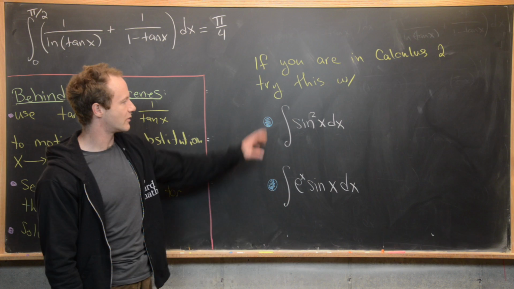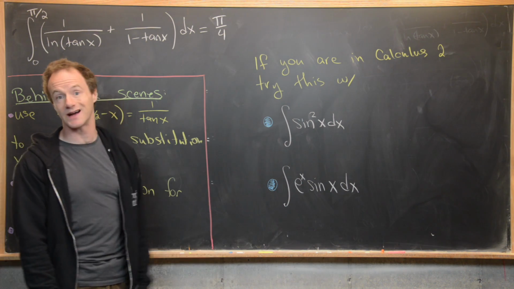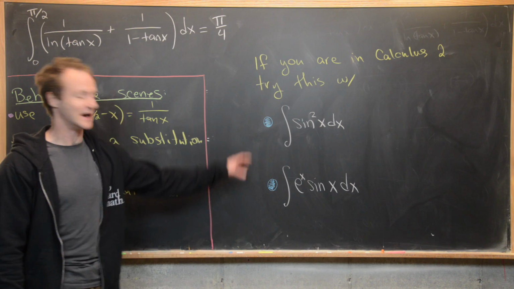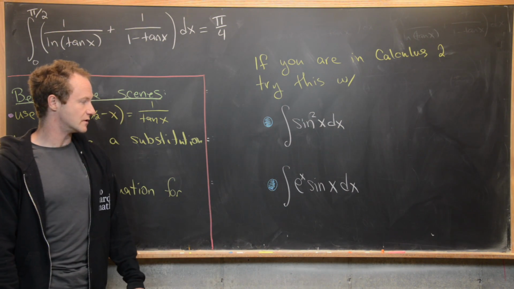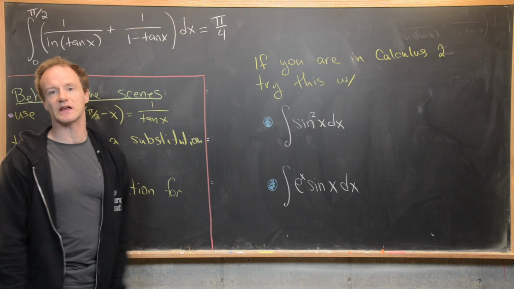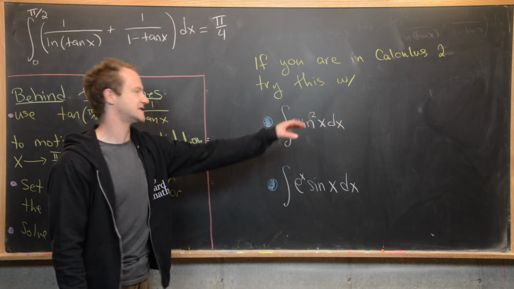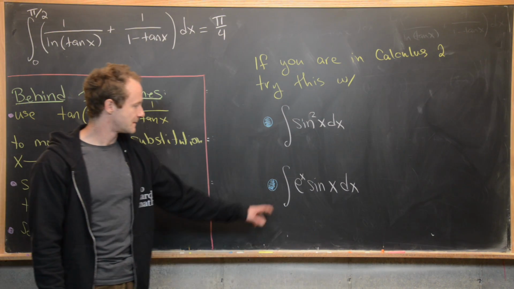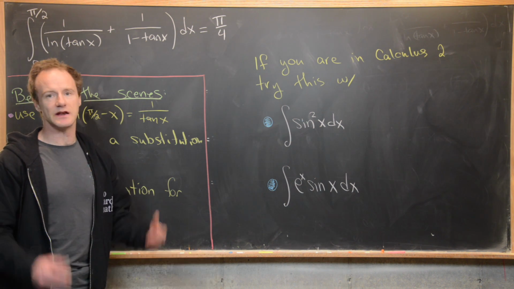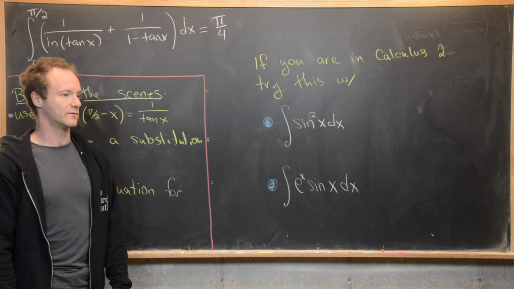So I think this can probably be done well with sine squared and also maybe with e to the x times sine x. You generally do both of those with integration by parts. I bet you could set up one long string of an equation that starts with this and then ends with the value of this. And you can probably do the same thing with this integral as well. And there's going to be a number of other integrals that this would work for as well.